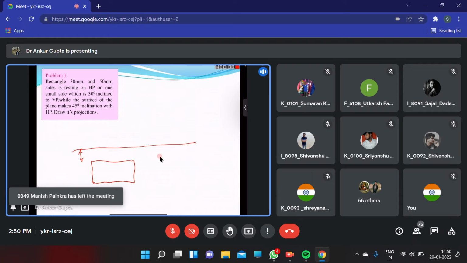ठीक है? Now, rectangle 30 mm by 50 mm sides is resting on HP on one small side. One small side, मतलब ये वाला जो side है, this is resting on HP in the final view also. ठीक है? स्मॉल साइड वो हमेशा ही रहेगा HP पे. ये वाले जो बाकी साइड्स हैं वो ऊपर नीचे होंगे, पर हमको एक चीज को फिक्स रखना है. राइट?